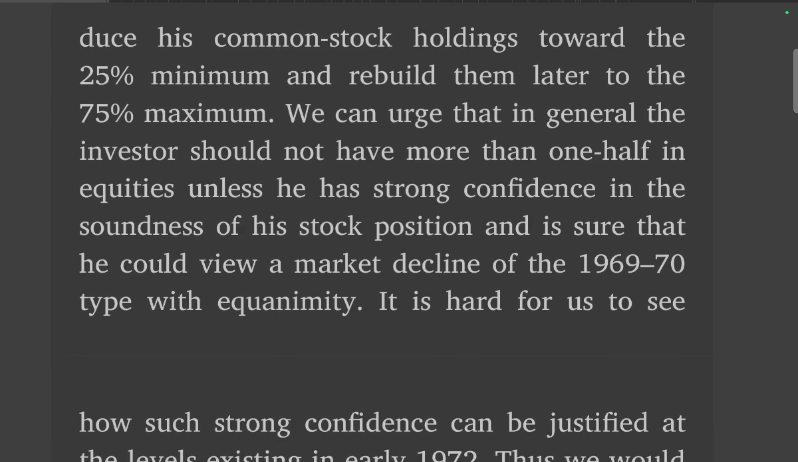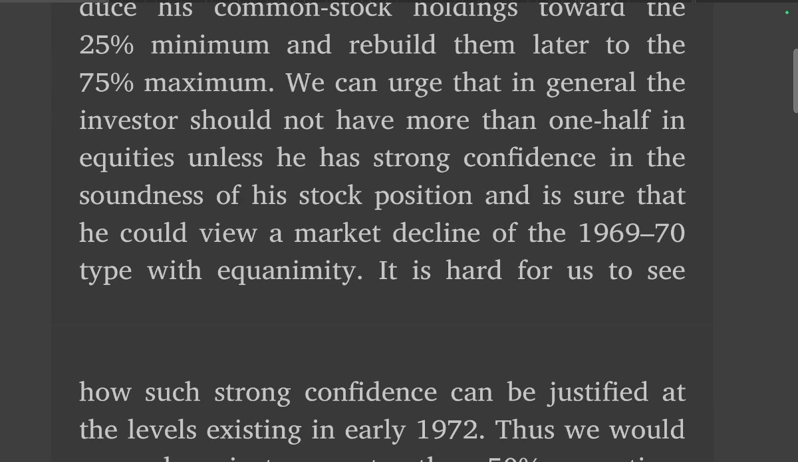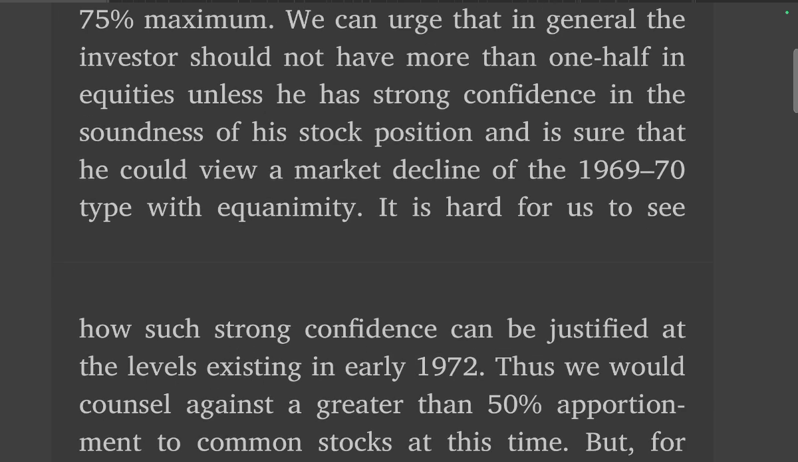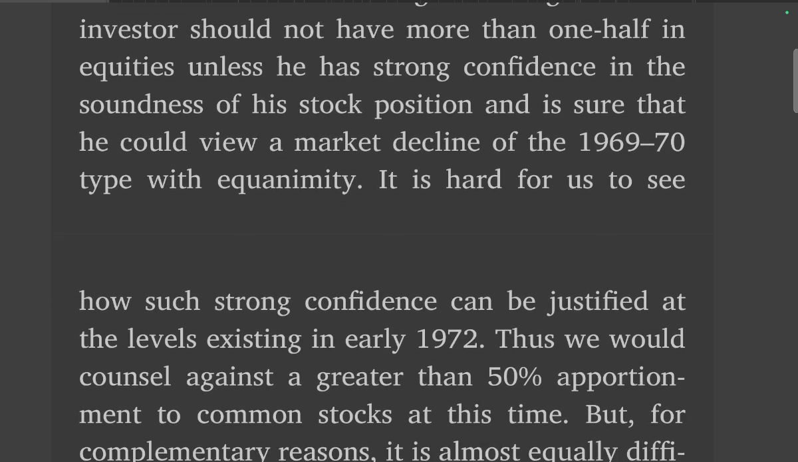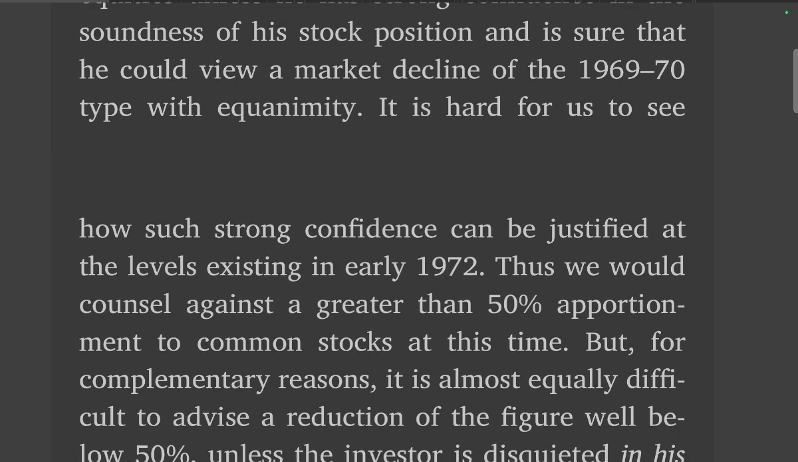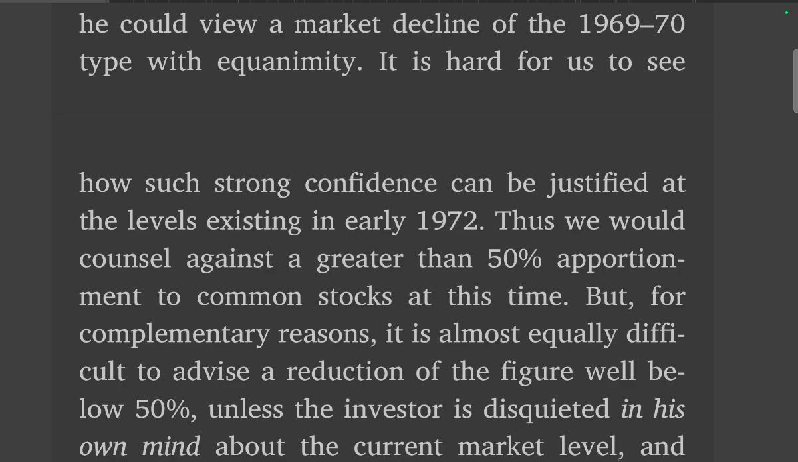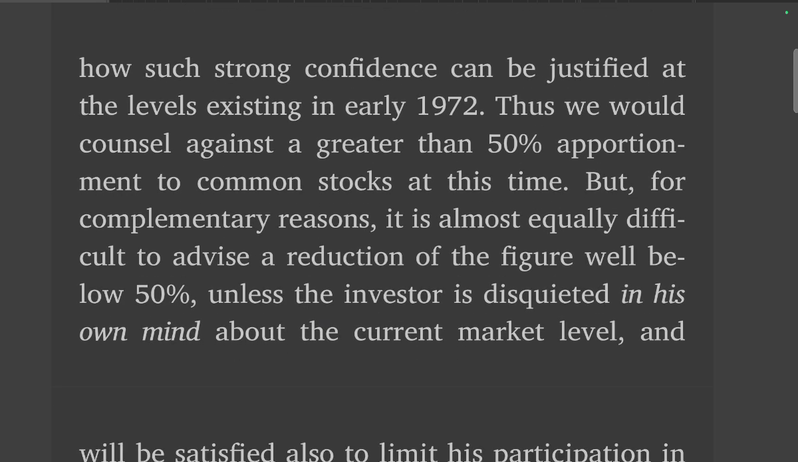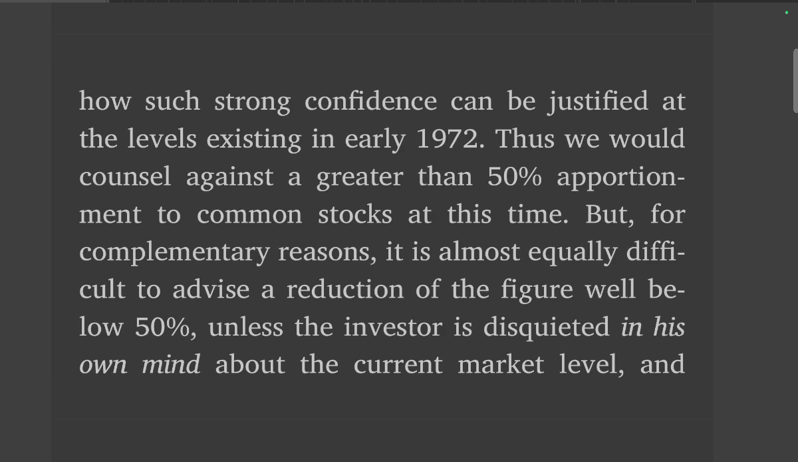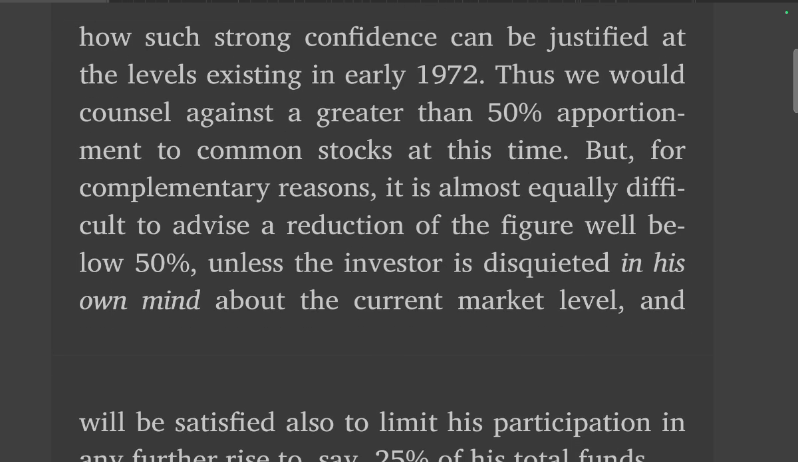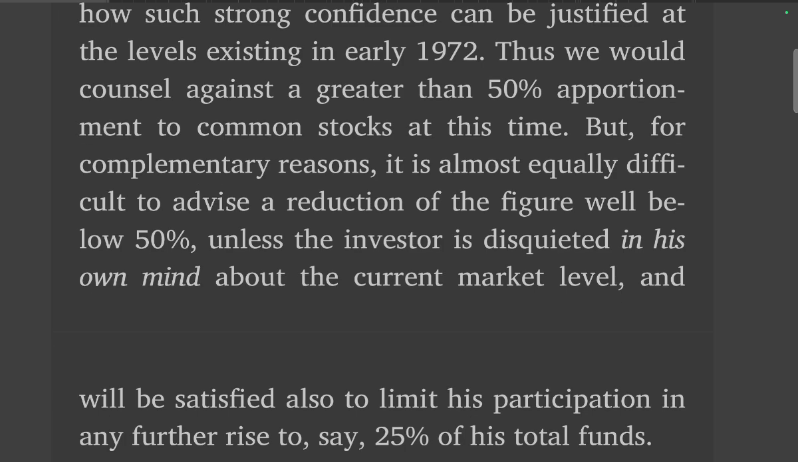We can urge that the general investor should not have more than one half in equities unless he has a strong confidence in the soundness of the stock position and ensures that he would view a market decline like that of 1969-70 with equanimity. It is hard for us to see how such strong confidence can be justified as of the early 1970s. Thus we should counsel against greater than 50% allocation to common stocks at this time.